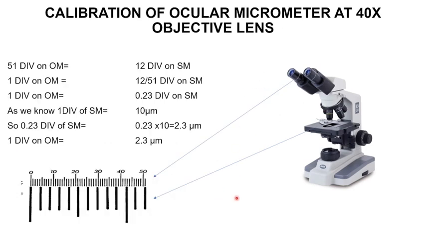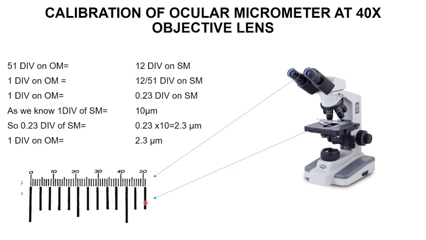Now the calibration of ocular micrometer at 40x objective lens. We will also follow the same procedure as we followed for the previous two objective lenses. These are the images for the stage micrometer and the ocular micrometer. As you can see over here, these two lines, I mean this line and this line, are coinciding with this and this line of ocular micrometer.